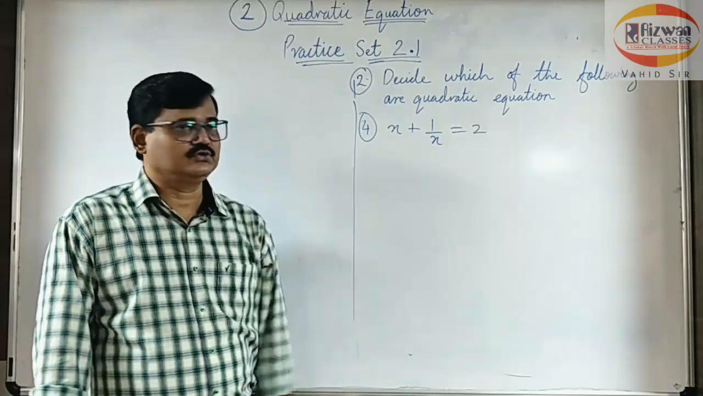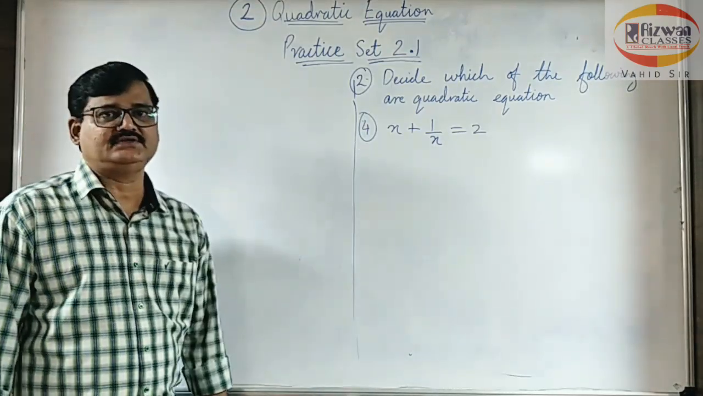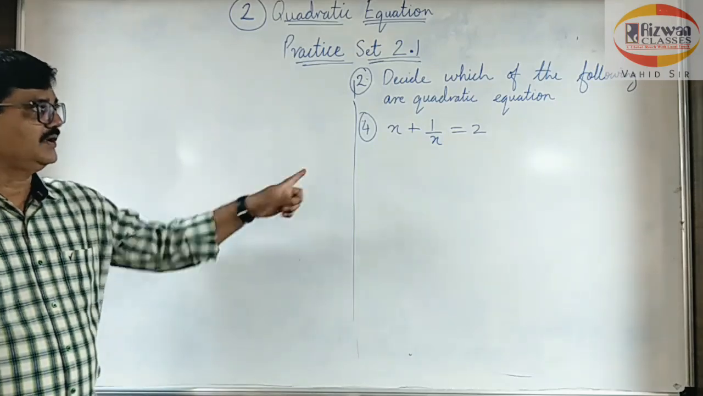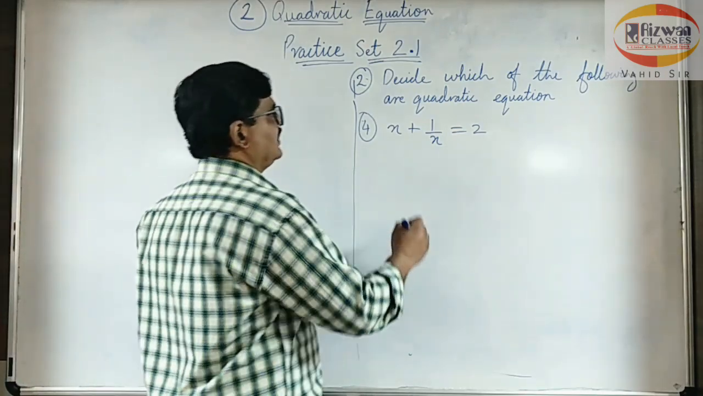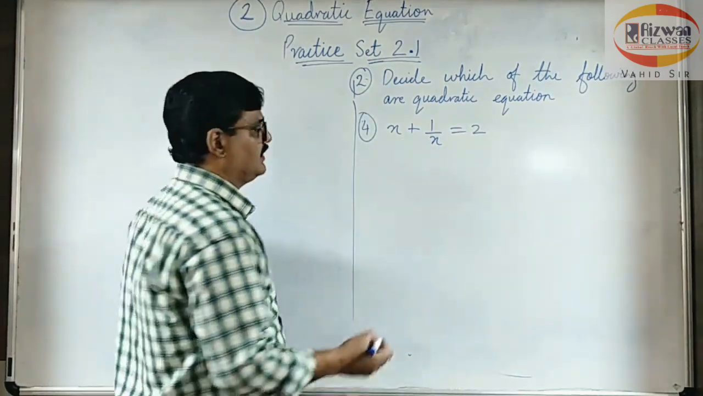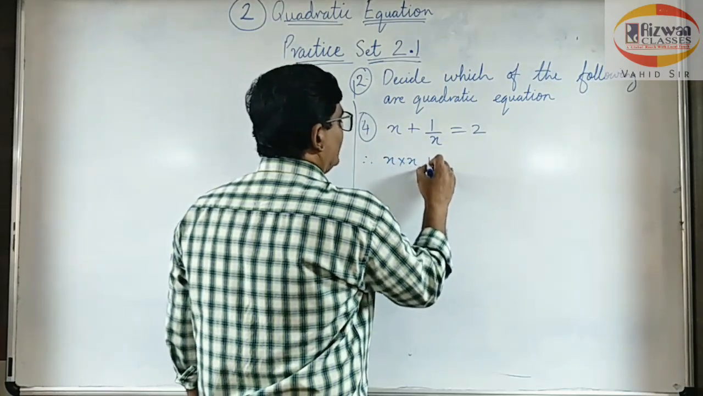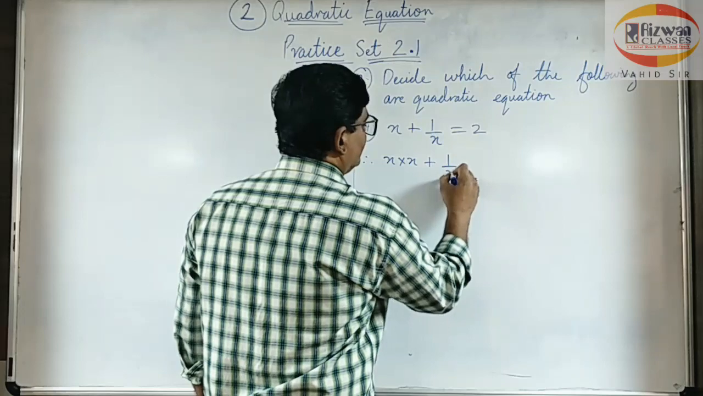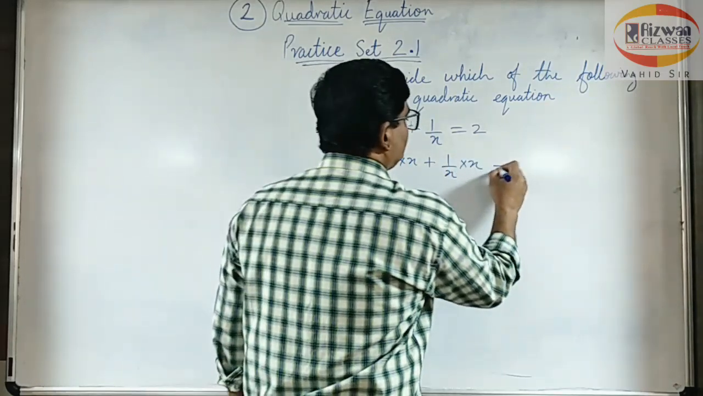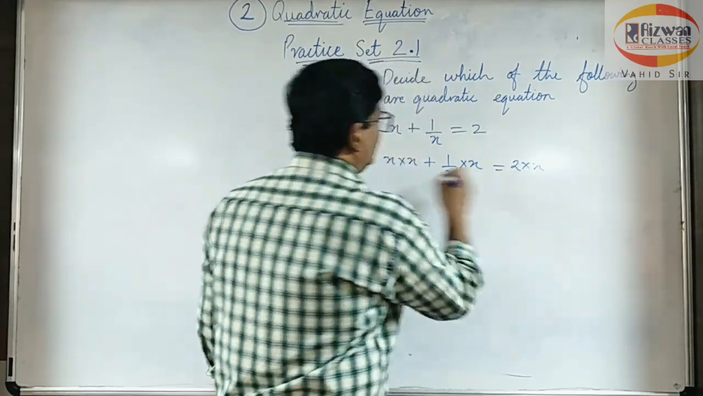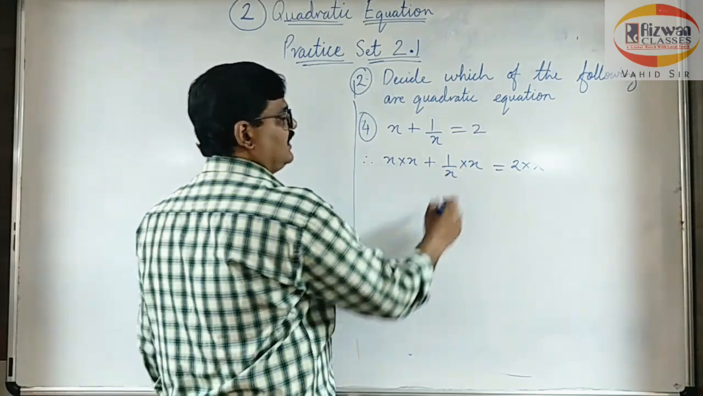Okay students, now let's go to question number 4. Now what is question number 4 over here? Again you can see that it is not in the standard form. We have to check whether it is a quadratic equation. First I will try to get it into the standard form. Because there is an x in the denominator, I have to multiply x into x, 1 upon x into x, and 2 into x. Throughout both sides you have to multiply by x, because you want to get rid of the x from the denominator.